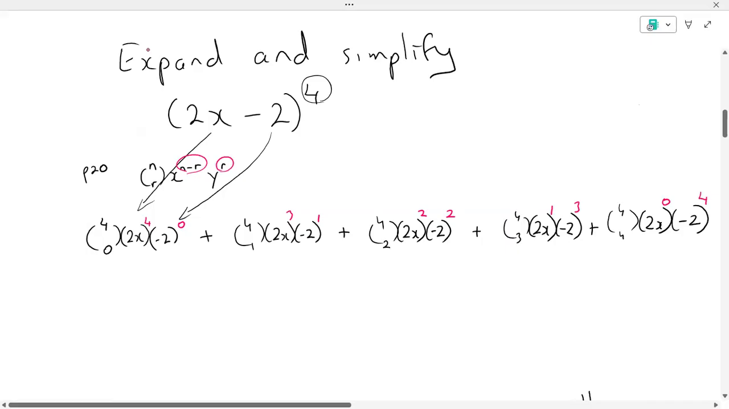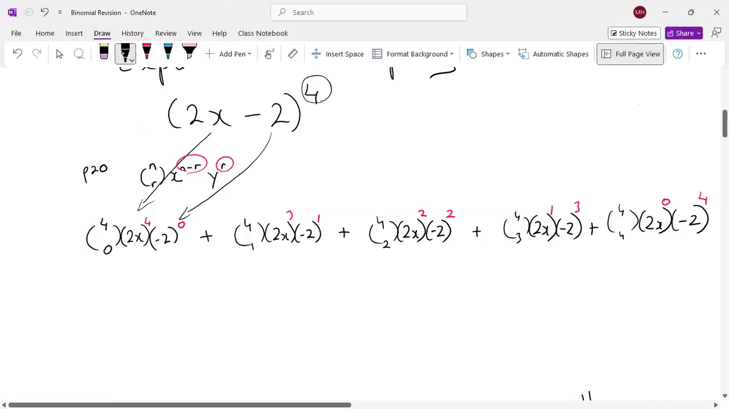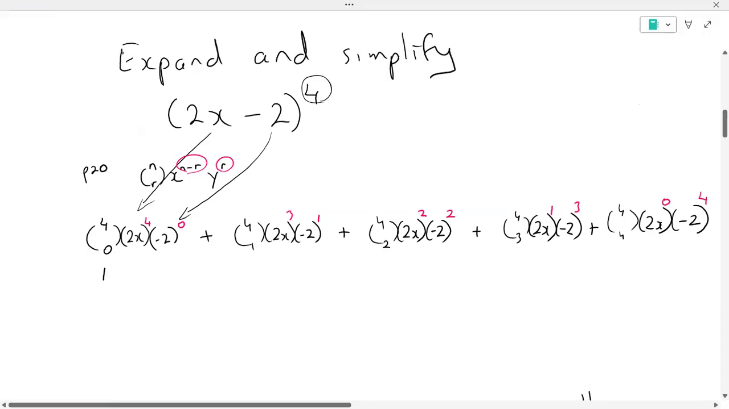So that's it. So then we reach for our calculator, and hopefully this is the easy part. Now, if I have 4 choose 0, that just gives me 1, because if I have 4 people in front of me, how many ways can I choose nobody? Well, there's one way to do that. You don't choose anyone. The next one, we have 2x to the power of 4. So I'm going to raise 2 to the power of 4, which is 16. And I'm also going to raise x to the power of 4. Anything to the power of 0 is 1. So just take your time here. Use your calculator. Take your time.